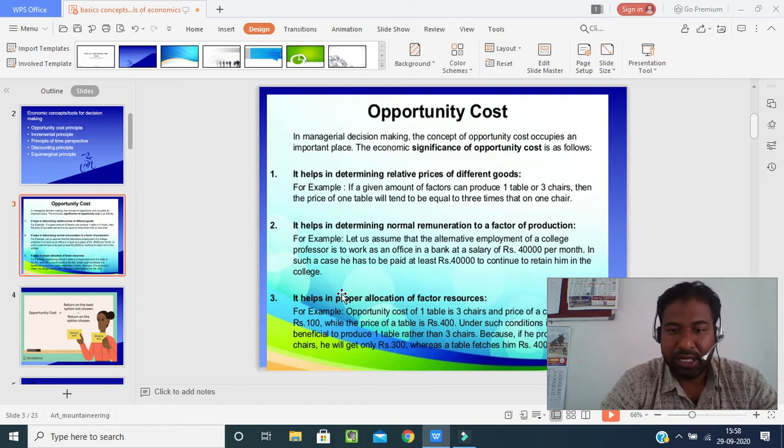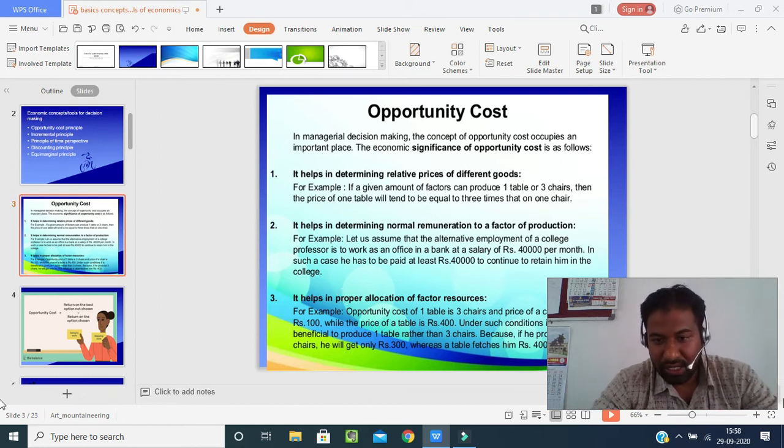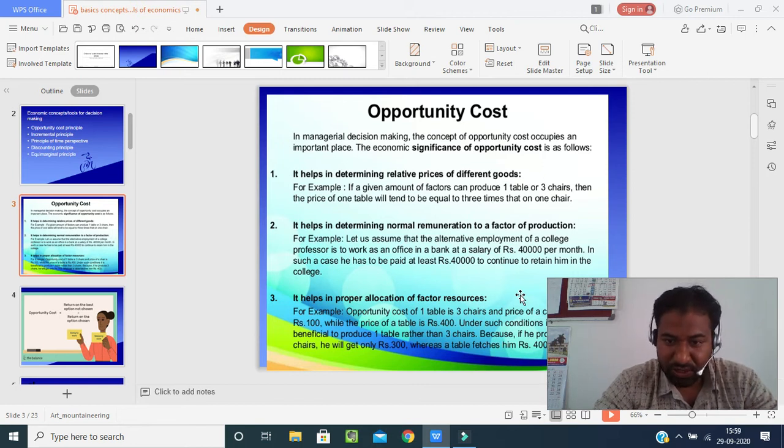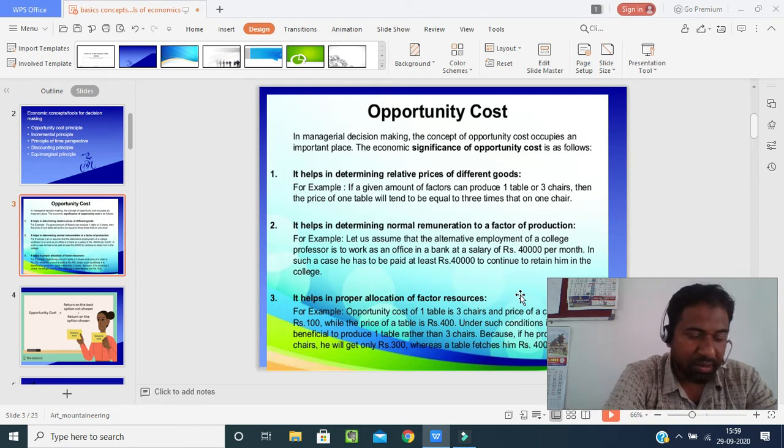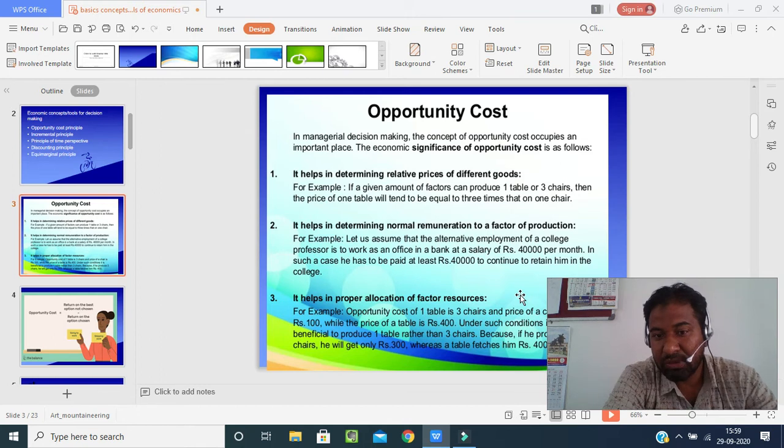Now, for example, let us assume that the alternative employment of a college professor is to work as an officer in a bank at a salary of rupees 40,000 per month, Indian currency. In such a case, he has to pay at least rupees 40,000 to continue to retain him in the college. That means if he is getting the same salary in the college and the same salary he can get in the bank office, that is the remuneration he will go for.